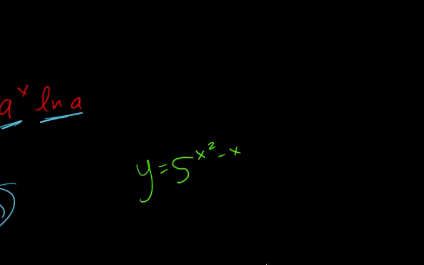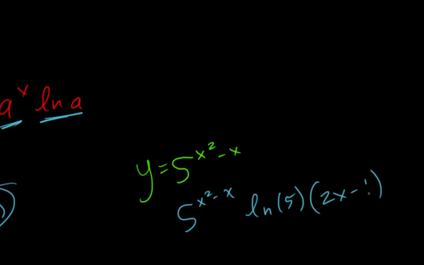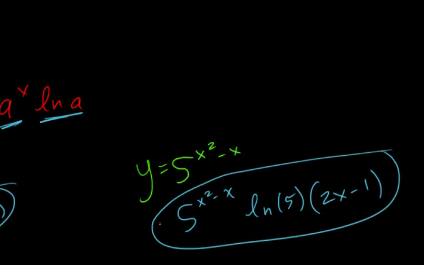Now coming over here, we rewrite the original, and then we multiply that by natural log of the base, which would be 5. And then because of the chain rule, we have to multiply this by the derivative of the inside. And so that's the dy dx of that, or the derivative.